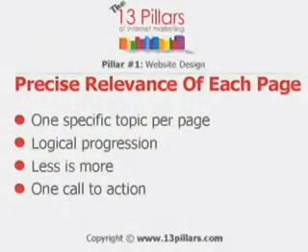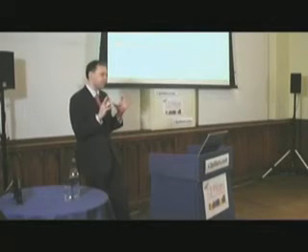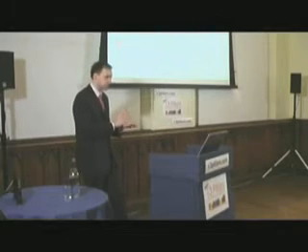Okay, also precise relevance of each page. You need to have one specific topic per page. Imagine if you have lots of different unrelated topics in one page. It's very difficult for search engines to actually decipher what that page is really about. So try and be very specific in terms of subject matter, what is contained in each page. It must have a logical progression both for search engines and users. Often more is less. You can have anything between maybe 200 and 800 words on a page. You can have slightly more if you want, but keep it all pertinent to a particular subject.